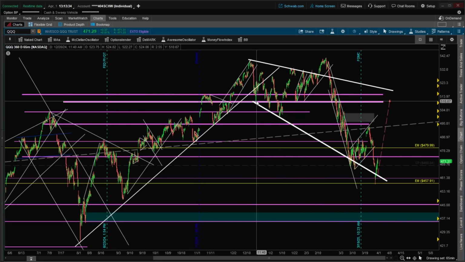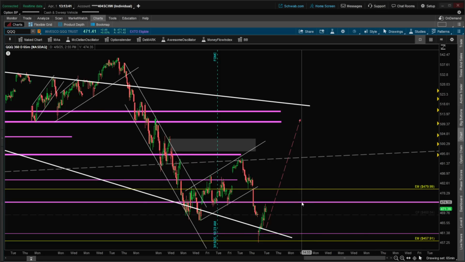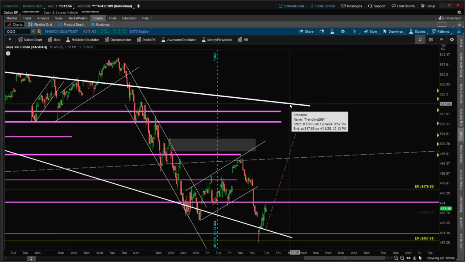$65. Okay, you have your megaphone that's been in place for a while here. Actually, a fake break and a fake break. We're back in it. Here's kind of the look that we're looking for. There's the zone that we're looking for up top here. 510, 512, and the downtrend line, 518.